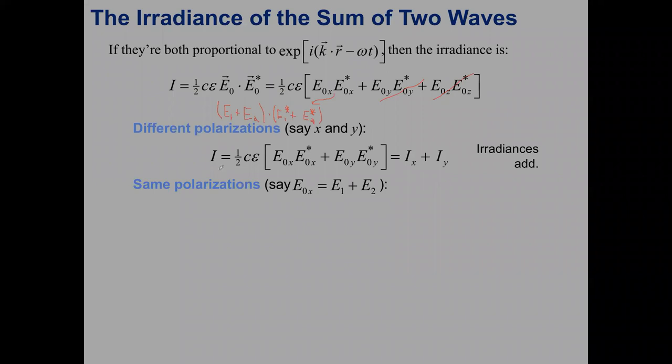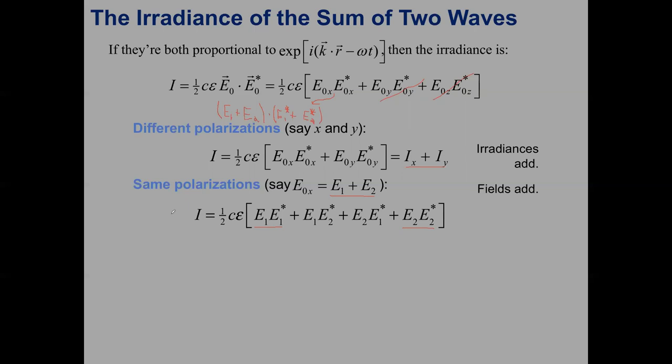And that makes computing the intensity a little bit more difficult because we've got all this foiling to do. But let's go ahead and do that. So for the same polarizations, instead of the intensities adding, it's the fields that add together. Let's take this and foil it out. Our total intensity in this case is going to look like this: E1 E1 star, plus E2 E2 star, plus the cross terms, E1 times E2 complex conjugate and E2 times E1 complex conjugate.